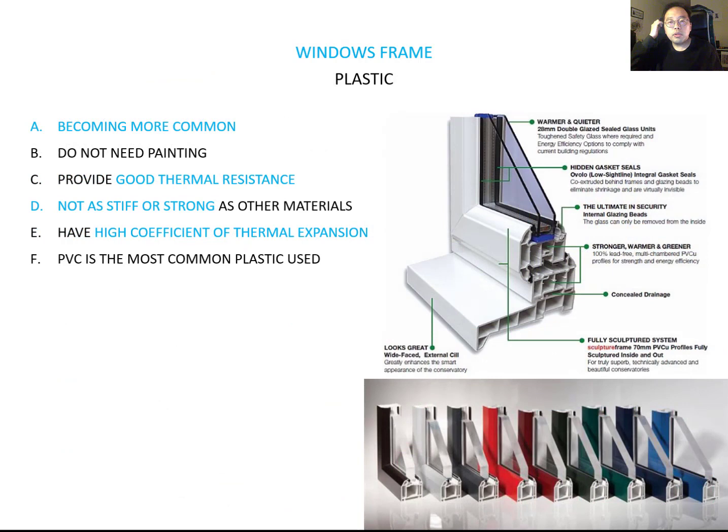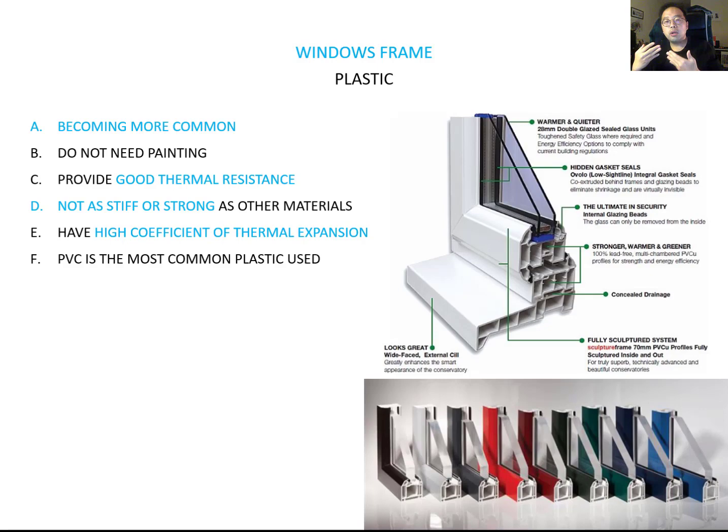The next example is plastic. Plastic is a cheaper option, and it is also a very popular architectural frame material, but it's not very useful for high-rise and high-end architecture. Still, for middle-size and middle-price-range buildings, plastic is a very, very popular material to use. It is becoming more common, and it has good thermal resistance because it is a low conductivity material. It also has a high coefficient of thermal expansion. So it has many good aspects, but the design aspect still has to be developed more.